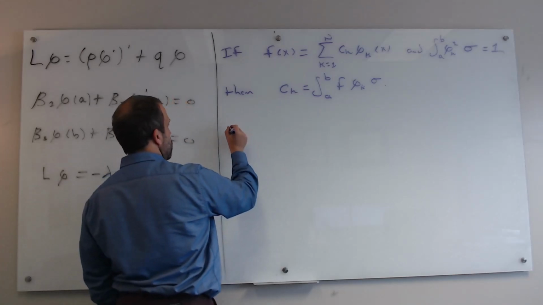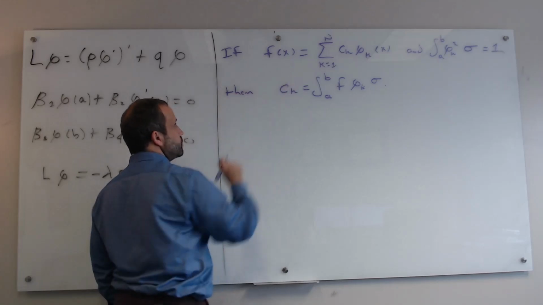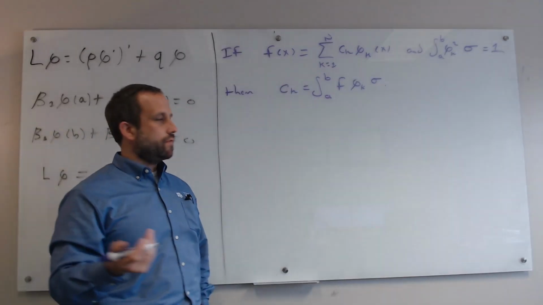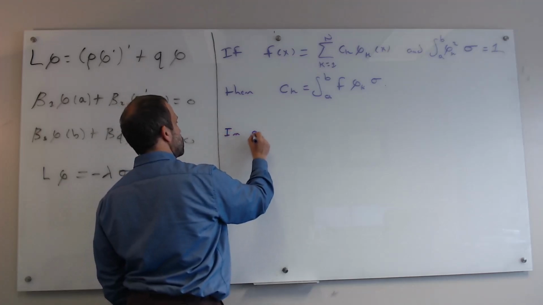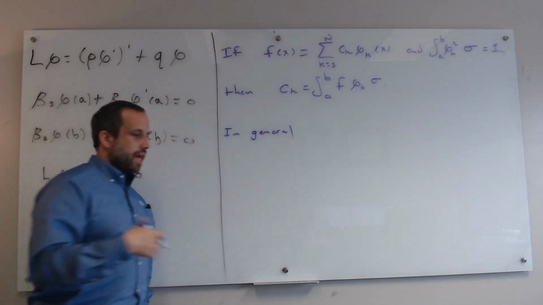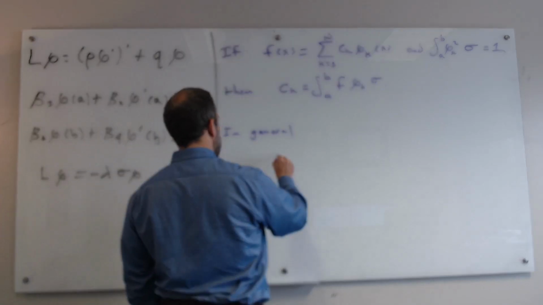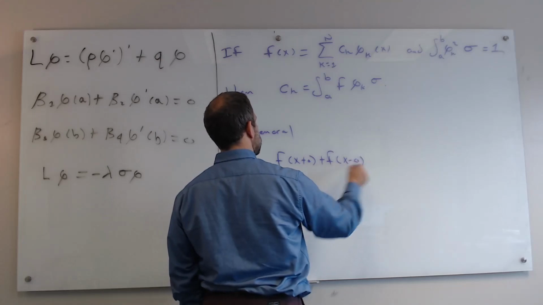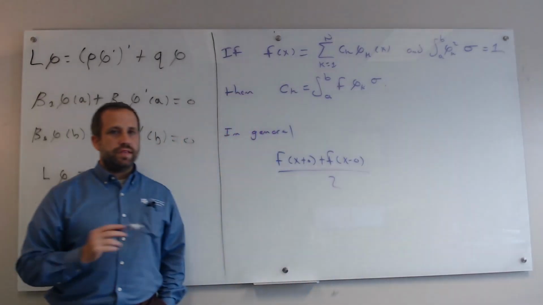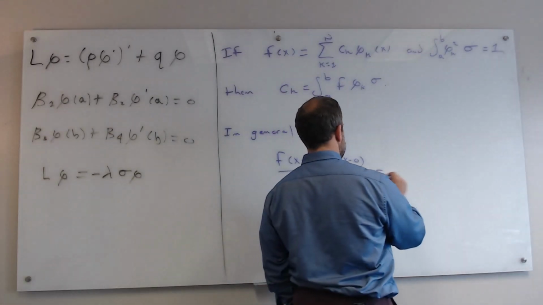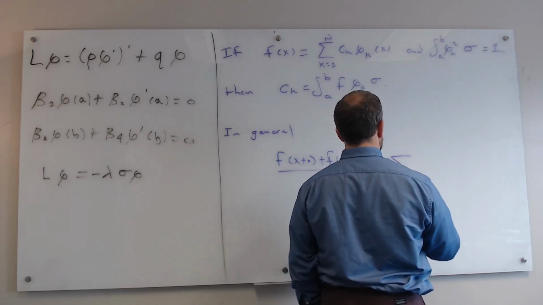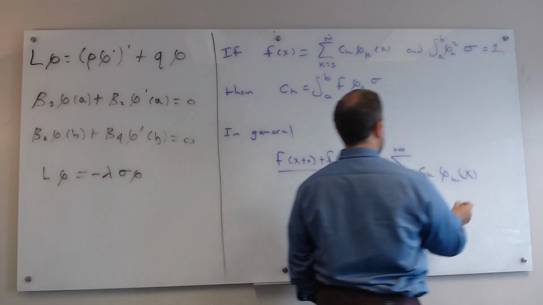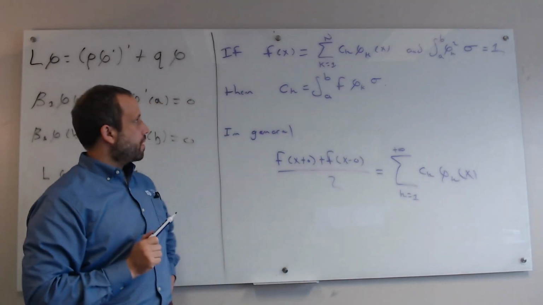But the second thing that we know is that this is for the case where f of x is given as a linear combination of the phi_k's, but in general, as long as f of x is piecewise continuously differentiable, we're going to get that f of x plus 0 plus f of x minus 0 over 2, so remember, this is the average of the left hand and right hand limits, is going to be equal to the sum k equals 1 to infinity c_k phi_k of x, where the c_k's are defined by this same formula here.